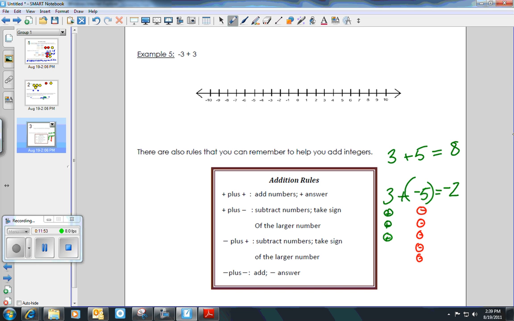Now, these 2 will cancel out. These 2 cancel out. A positive and a negative cancel each other out. And what I'm left with is these 2 negatives. So my answer is negative 2.